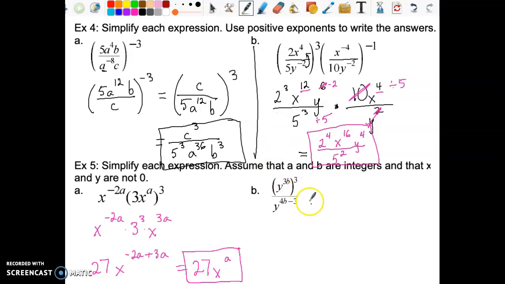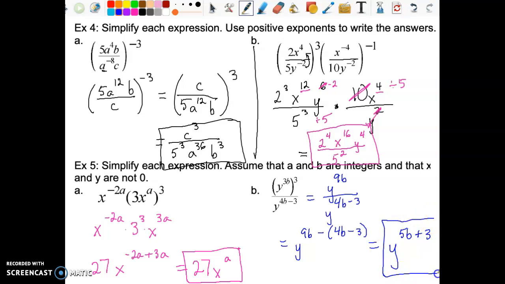And the same thing goes with the next one. This is the same thing as a y to the 9b over y to the 4b minus 3. Well, remember in the earlier unit, when you're dividing, you just subtract the quantity. So we're left with y to the 9b minus 4b is 5b. And don't forget that subtracting a negative turns it into plus 3. So y to the 5b plus 3 there.